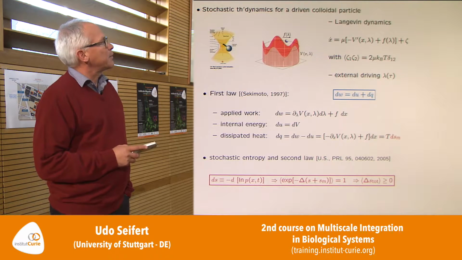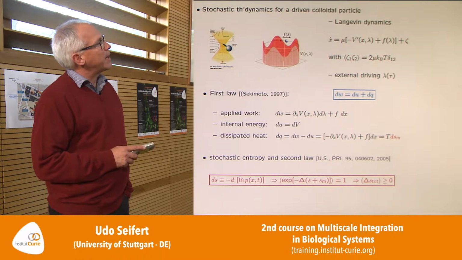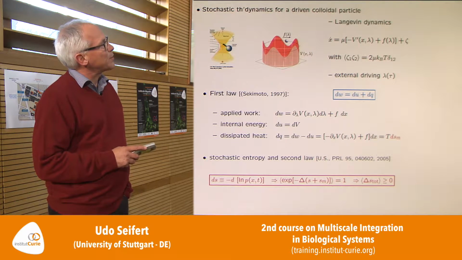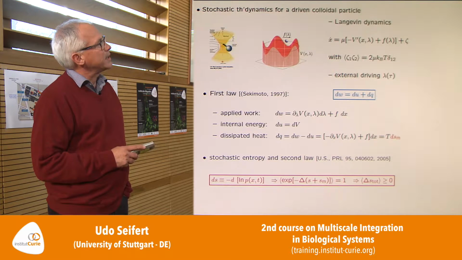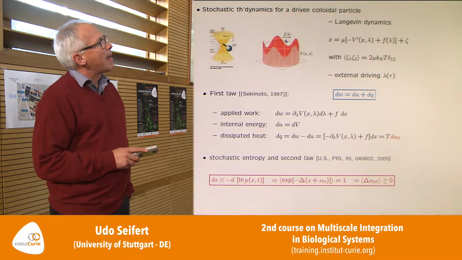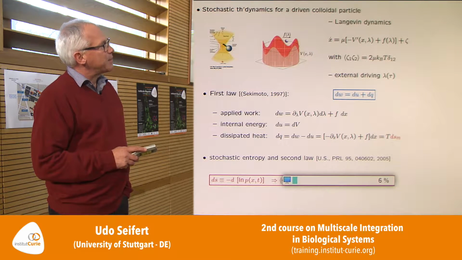And this is a little bit formal, but you basically get it by looking at the corresponding Fokker-Planck equation, which Jean-François introduced this morning, and you look at the increment of minus d ln p, and then you get the entropy change of the system. You add this entropy change of the system to the entropy change of the environment. You put everything in the exponent.